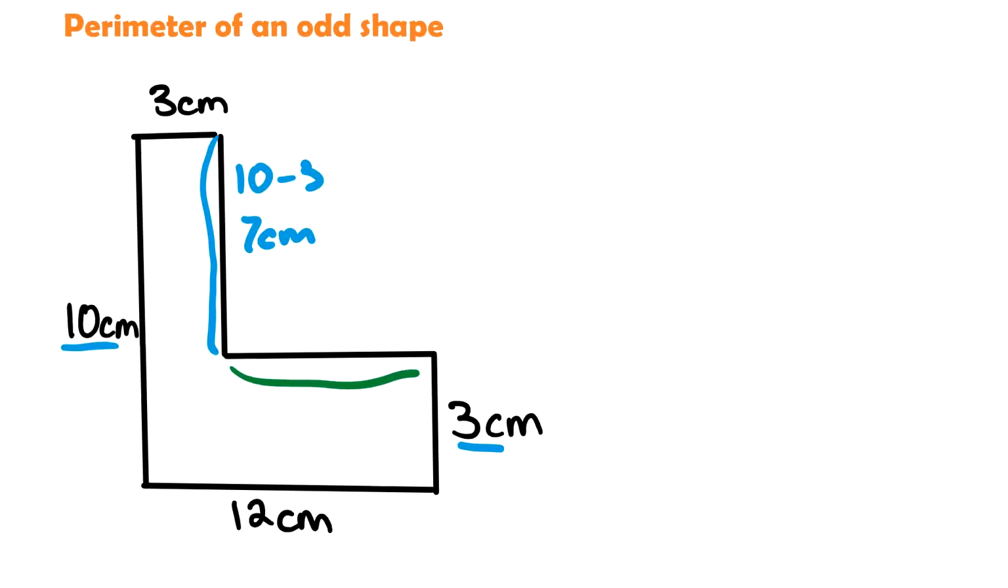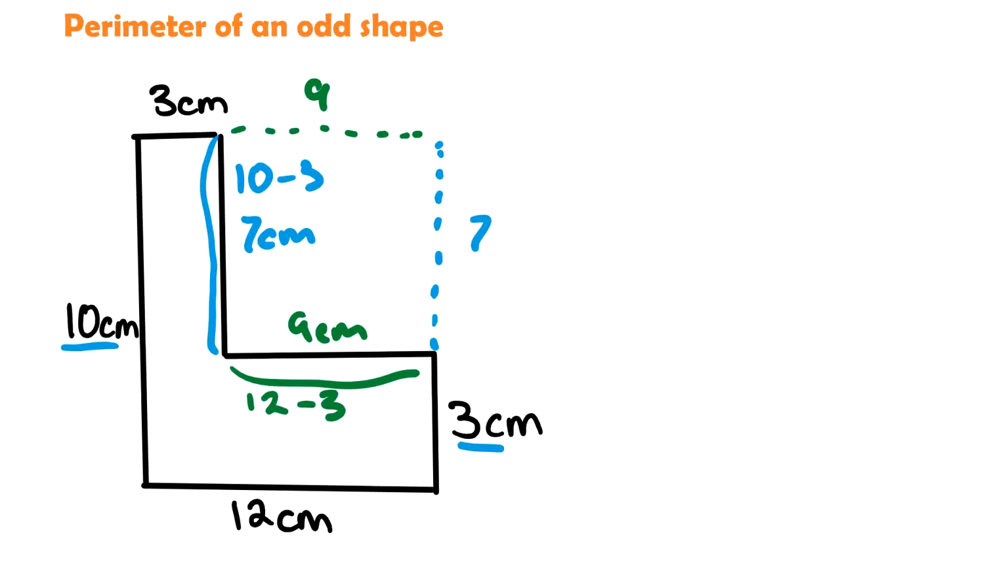I'm going to do the same for this side here. This will be 12 take away 3, so this side is going to be 9 centimeters. Now alternatively, what we could have done is, if I draw a dotted line up here and I draw a dotted line over here, we know that this bottom line's 9, right? So we know that this side up here must be 9. I also know that this side must be 7.